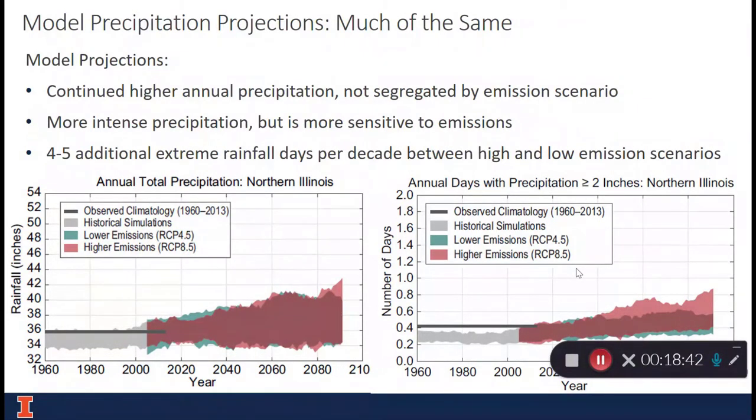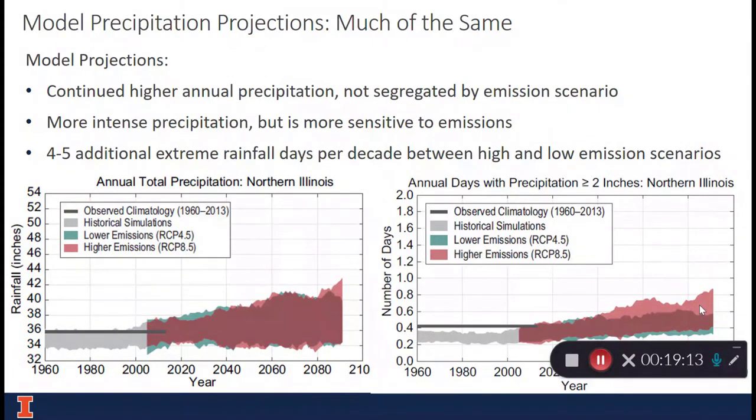More intense precipitation is also projected, as you can see from the upward trend here in projections of those extreme or very heavy precipitation days, those where we get 2 inches or more. And they are a bit more sensitive to the emissions, where we get fewer of those very intense precipitation events under a lower emission scenario than a higher emission scenario. Overall, it's about half a day per year, or 1 day every 2 years, reduction between the lower and the higher emission scenario.